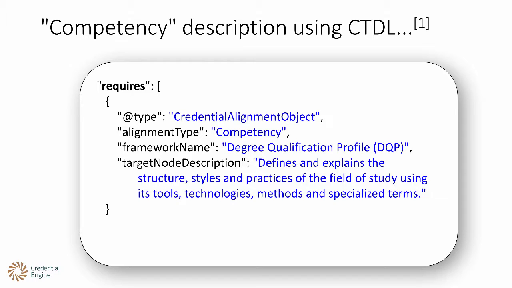And the framework name is degree qualification profile. So this is going to be some node in the degree qualification profile. And here the target node description defines and explains the structure styles. Again, this is great. If you've got a credential and it says it requires this competency, you can point to it. It's there. Humans can read it. But we again want to go further.